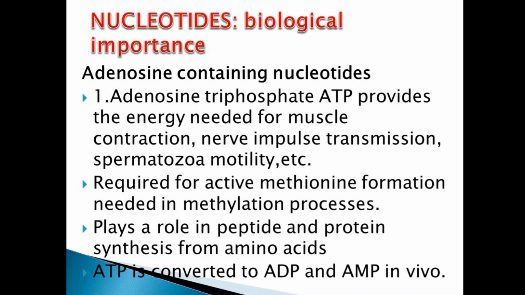ATP is simply adenosine triphosphate. So meaning this is just a nucleotide that contains 3 phosphates. Adenosine triphosphate. It is used for provision of energy used for muscle contraction, to transmit nerve impulses and for your sperm to move. Spermatozoa motility. In order for your sperm to move, they need energy through ATP.